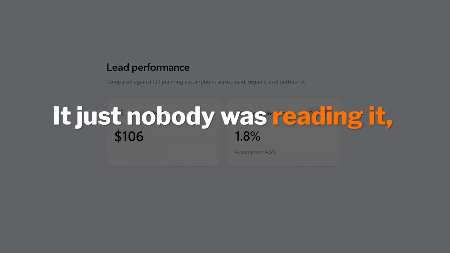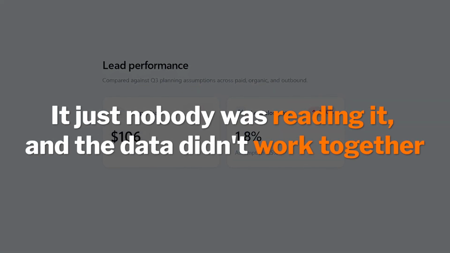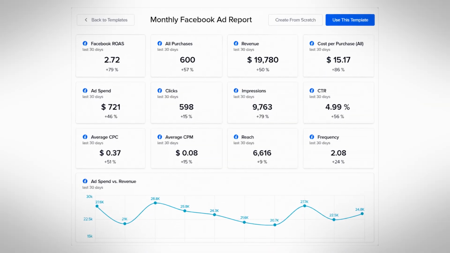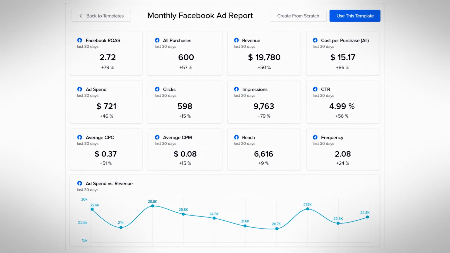It's just nobody was reading it, and the data didn't work together to be as simple as something like Facebook, where you could see clicks, leads, impressions. That's where you want to get to. All of your numbers, the numbers that matter, are as easy to view as the stuff in the platform.